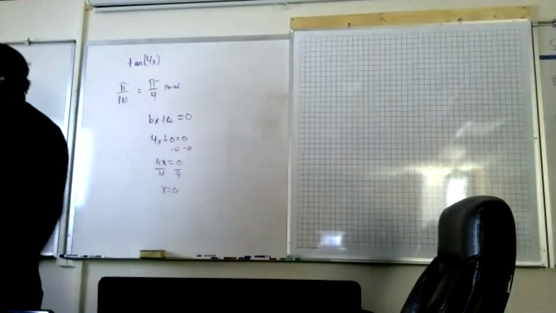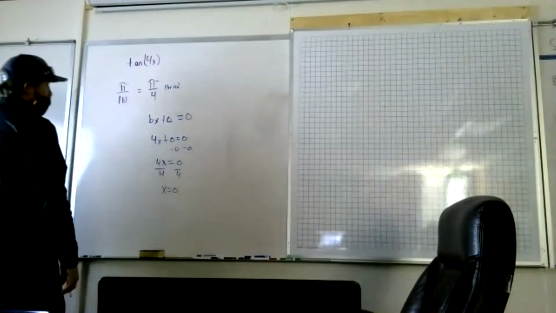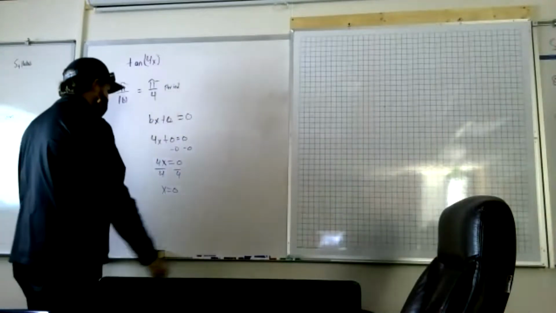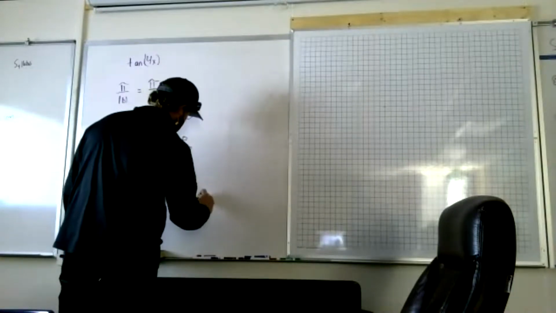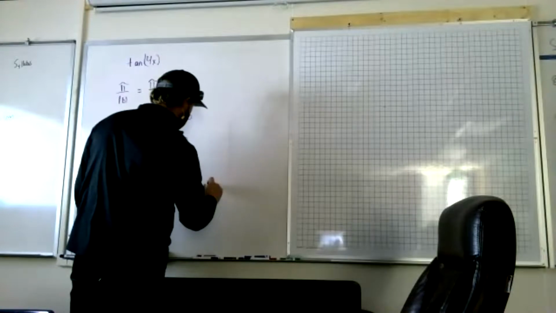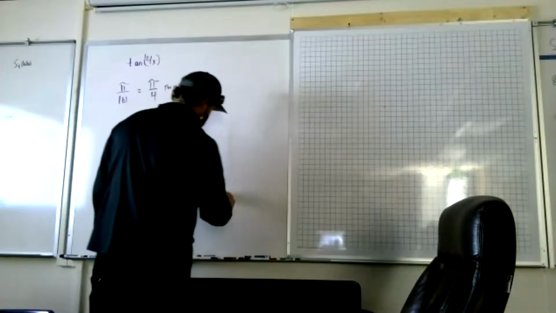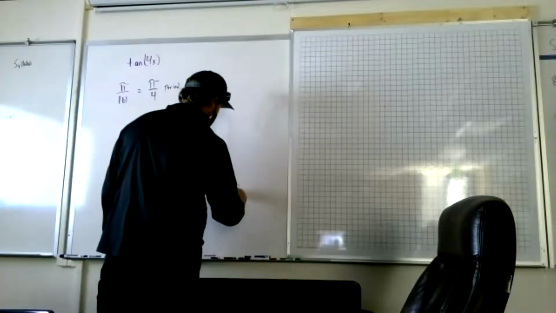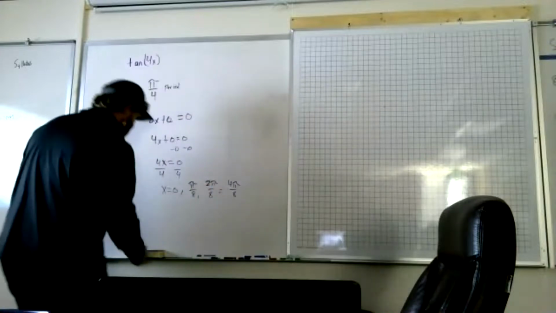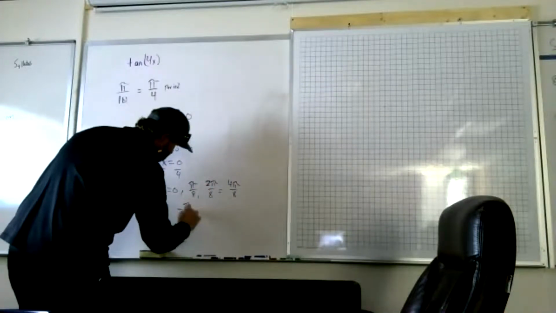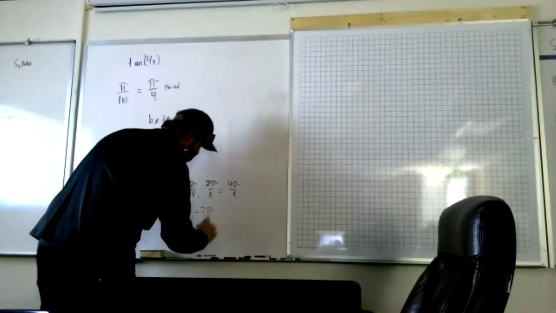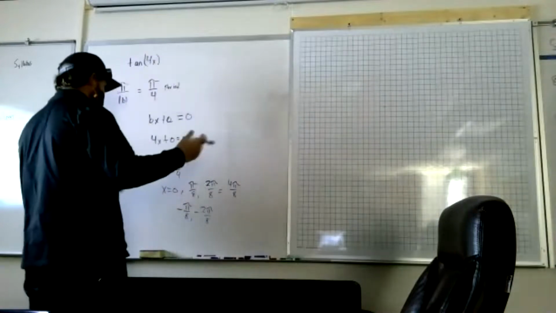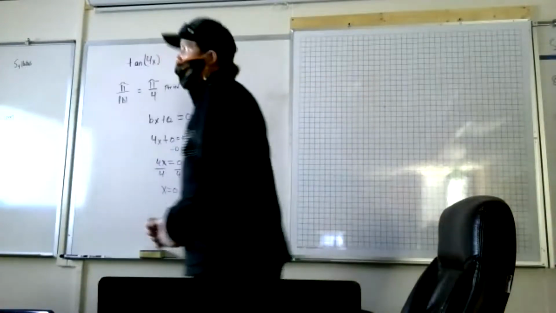So our period was pi over 4, right? Every pi fourth. So that means we have an x-intercept at 0, pi eighths, then it'll be 2 pi eighths or pi fourths. Then it'll be 4 pi eighths. Okay, on the negative side, it starts at negative pi eighths, negative 2 pi eighths, and it continues and continues and continues.